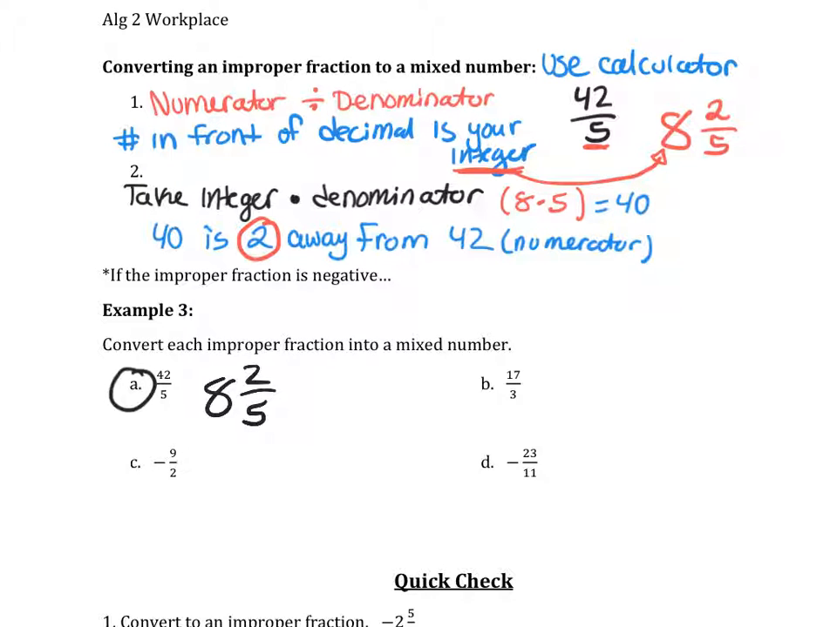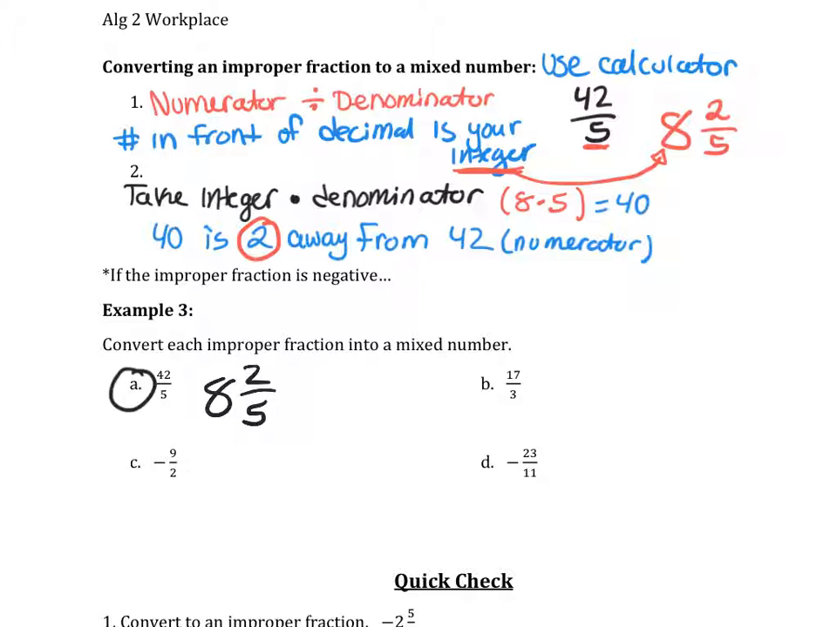And then you can always check to see if your mixed number is correct by just typing in that addition into your calculator like we did. So if we did 8 plus 2/5, would we get 42/5? So you can always use your calculator to double check your answers.